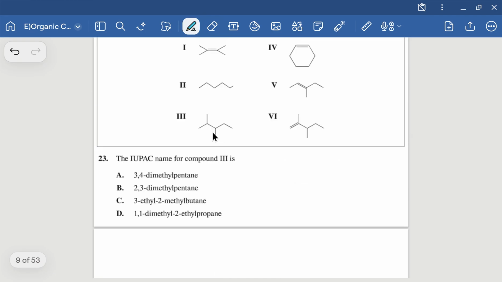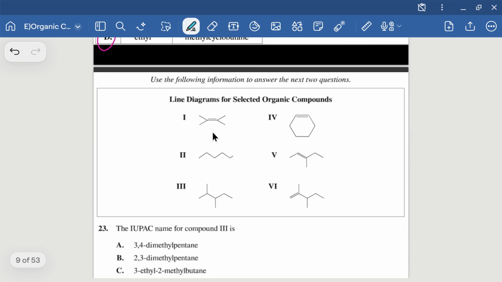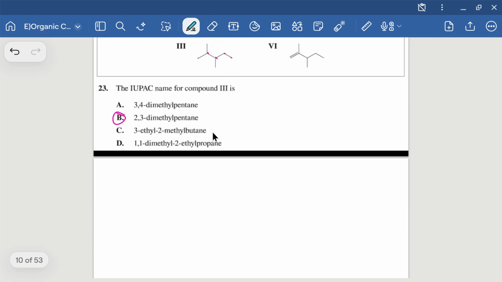This one's asking the name of compound 3. So compound 3, we want to find our longest chain. So we'll have 1, 2, 3, 4, 5, methyl groups to the right, so that our smallest side group is on the lowest number possible, which is number 2. So this is going to be 2,3-dimethylpentane. So if you numbered your carbons from right to left, you would have gotten this one wrong.